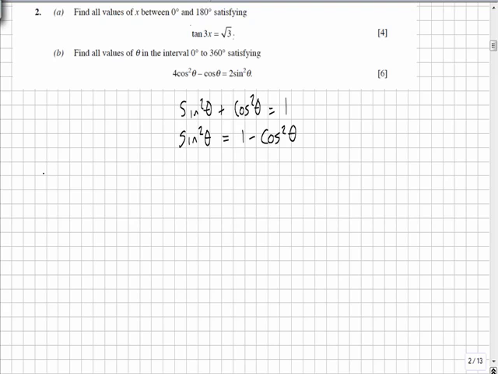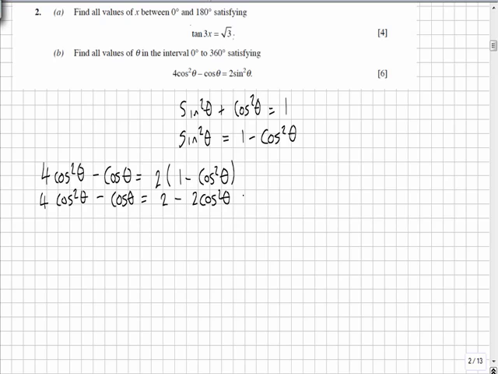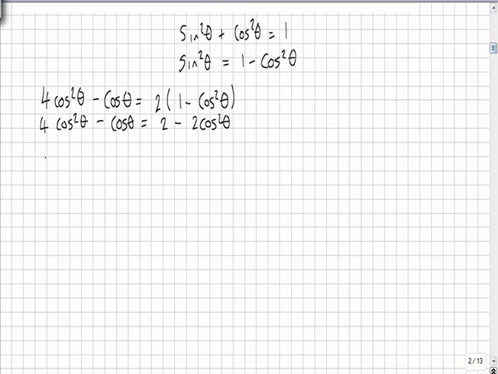Substituting this into our expression, we're going to end up with 4 cos squared theta minus cos theta is equal to 2 lots of 1 minus cos squared theta. Expanding out, we can see then that all our terms are in cos, so we can rearrange this to create a quadratic equation in cos, which will help eventually simplify. So in rearranging, we're going to end up with 6 cos squared theta minus cos theta minus 2 is equal to 0.